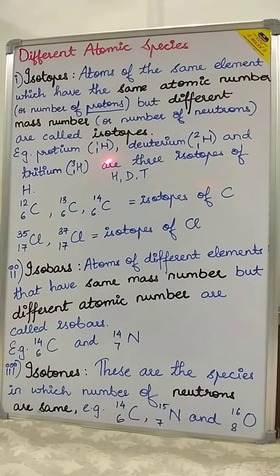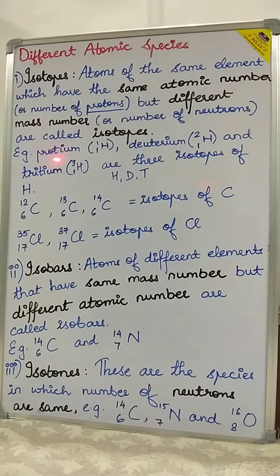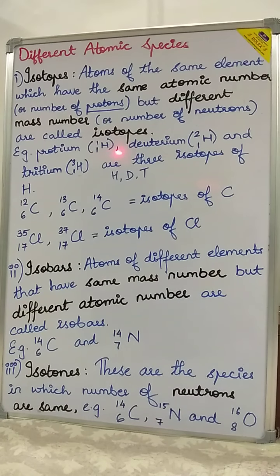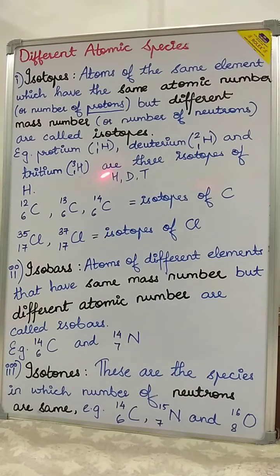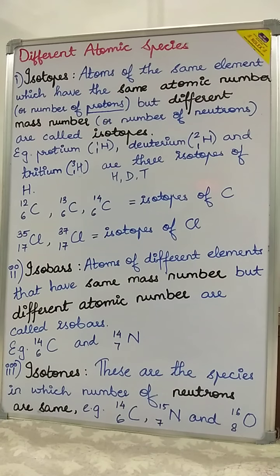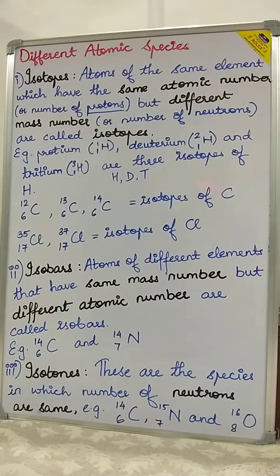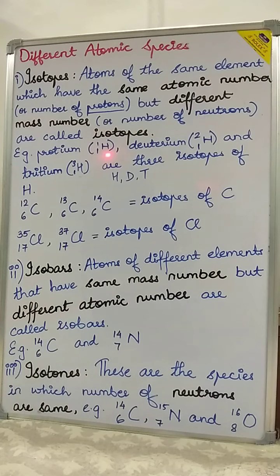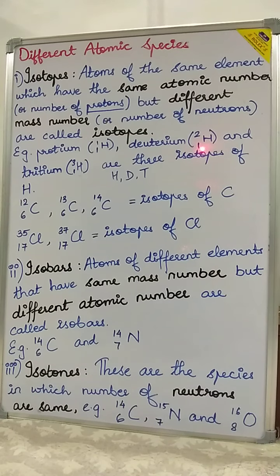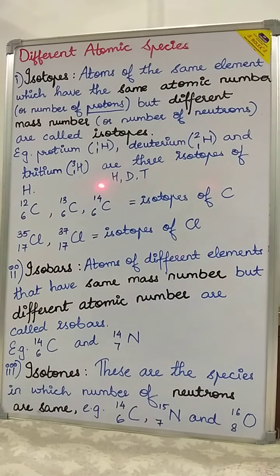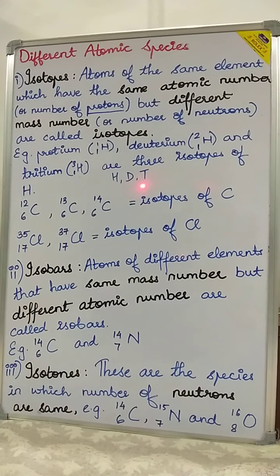Example is hydrogen's 3 isotopes, students: protium, deuterium and tritium. 1H1, 1H2 and 1H3. You can see that all are having same atomic number, but their mass number is different, hence their number of neutron is different. In protium, you can see that there is no neutron, but in deuterium there is 1 neutron, and in tritium there are 2 neutrons. They are denoted by capital letter H, D and T.